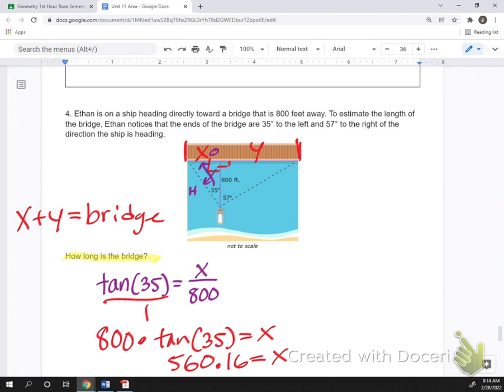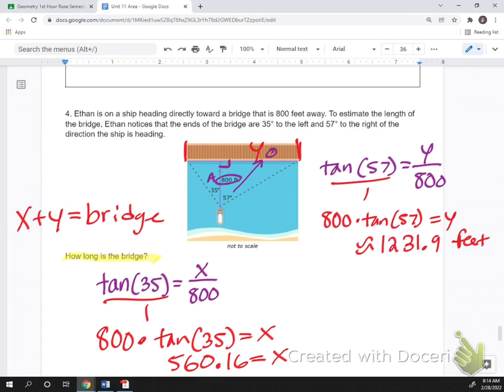Now we need to set this up and solve for y. So again, I've got my 800. I've got opposite. This is my adjacent. You're right, we're going to use tangent again. The tangent of 57 equals my unknown over 800. Go ahead and cross multiply and solve for that one. In the end, we're going to go back to adding our x plus y to get the total for the bridge.